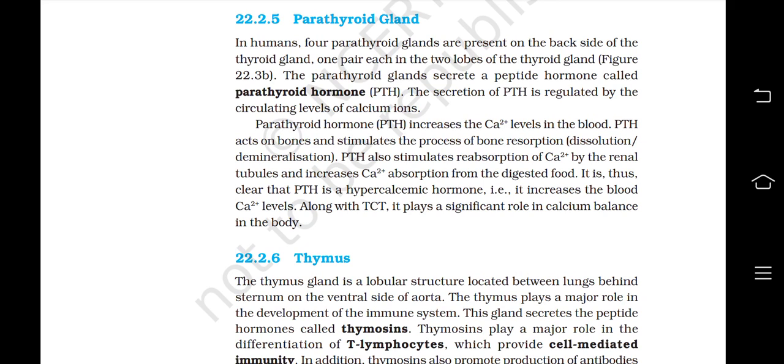Parathyroid hormone (PTH) increases the calcium ion levels in the blood. PTH acts on bones and stimulates the process of bone resorption, or dissolution, or demineralization, you can call. PTH also stimulates reabsorption of calcium ions by the renal tubules and increases calcium ion absorption from the digested food. It is thus clear that PTH is a hypercalcemic hormone. That is, it increases the blood calcium levels. Along with TCT, it plays a significant role in calcium balance in the body.